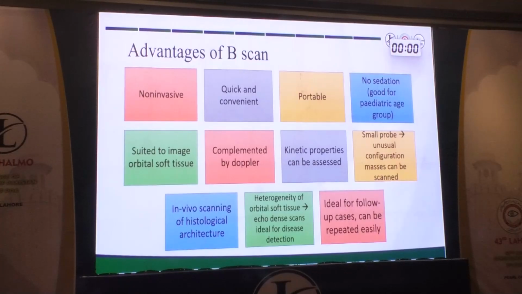Small probe: unusual configuration masses can be scanned with the help of small probes. In vivo scanning of histological architecture; heterogeneity of orbital tissue leads to an echo-dense scan, ideal for disease detection. And this is ideal for follow-up because we cannot repeat the CT scan or MRI every time.